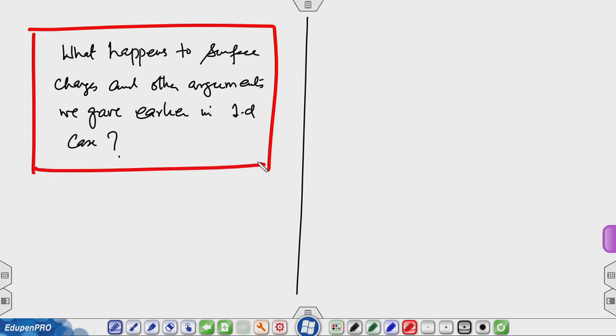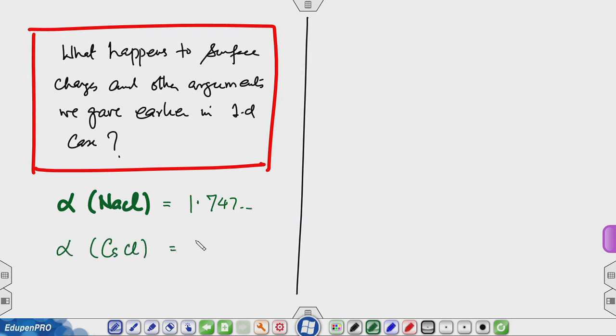So, in general also we can calculate it, but it requires special tricks. So, this alpha has been calculated, alpha for the NaCl structure is 1.747 and some more numbers. I have given you the NaCl structure earlier. Alpha for the cesium chloride structure is 1.7626. Then one has calculated for zinc blende and things like those, right? So those have been calculated.